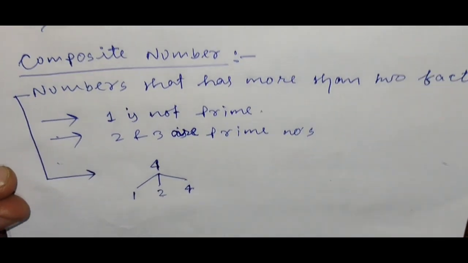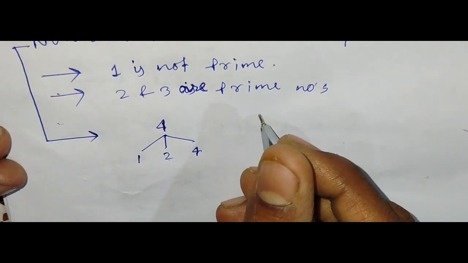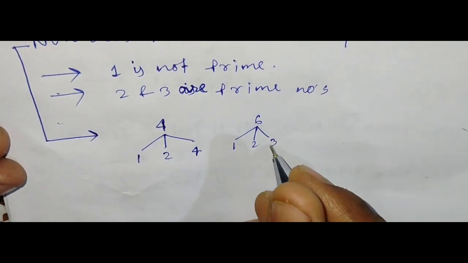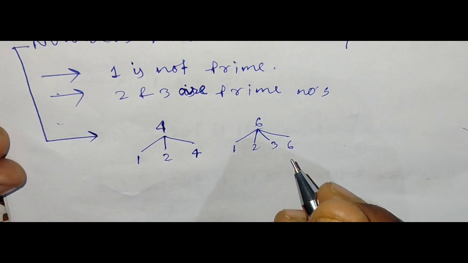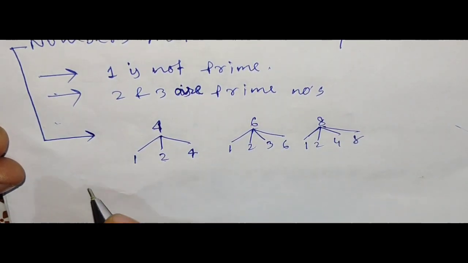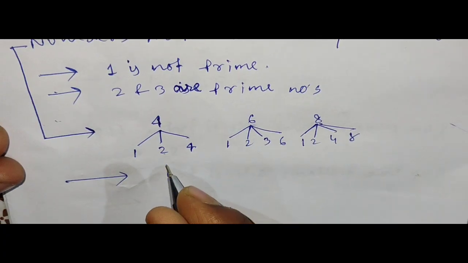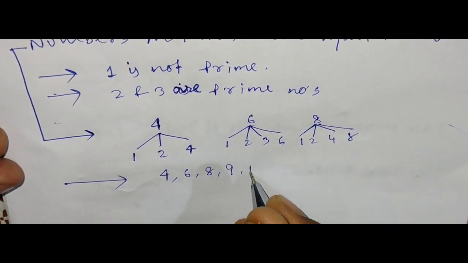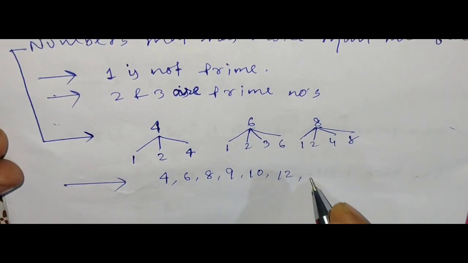After 4, we have 6. It has 4 factors: 1, 2, 3 and 6. So these numbers will be called composite numbers. The list of composite numbers will be 4, 6, 8, 9, 10, 12, etc.